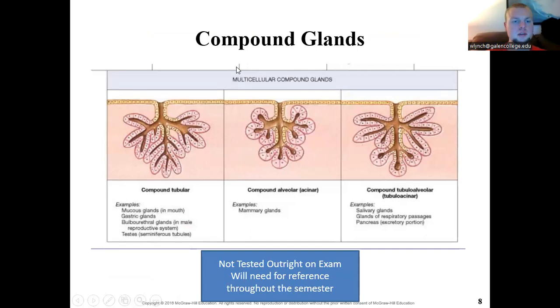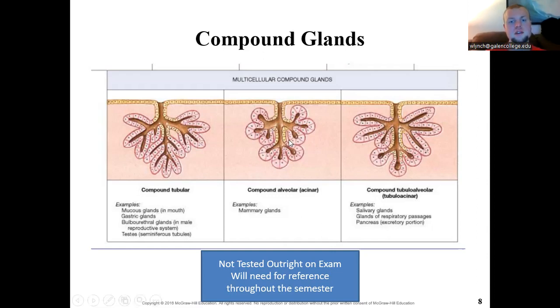Compound glands are going to be much more complicated. Compound glands have several different tubes coming off of several different cavities. So we can have a compound tubular. As we see here, we have 3 main branches, and off of those 3 main branches, we have an additional 4 tubes here, an additional 5 tubes here, 4 more tubes here. So there's a ton of surface area for cells to do whatever they're making. We find this in the mucus glands, find it in gastric glands in the stomach, bulbourethral glands next to the prostate, and also the testes.